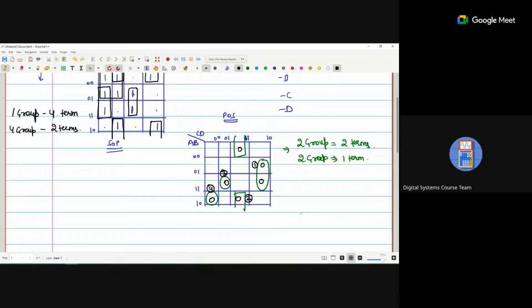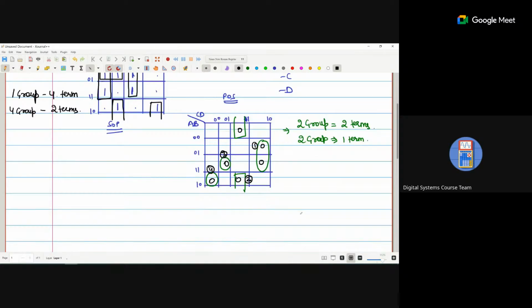I think SOP is clear. I am not writing the equation for SOP; I am writing the equation only for POS. So Y is, for group 1, which variable is constant? B, and this is in the same column. So C and D are also constant. Now the value of B is 1, so B bar. The value of C is 1, so C bar. And the value of D is 0, that means D. Okay, so this is group 1.